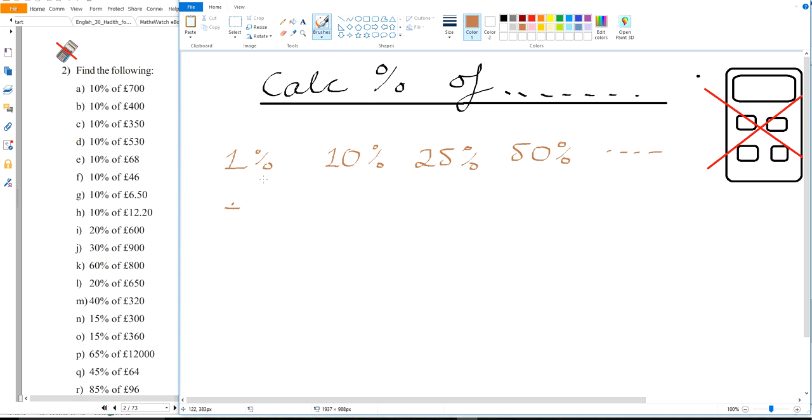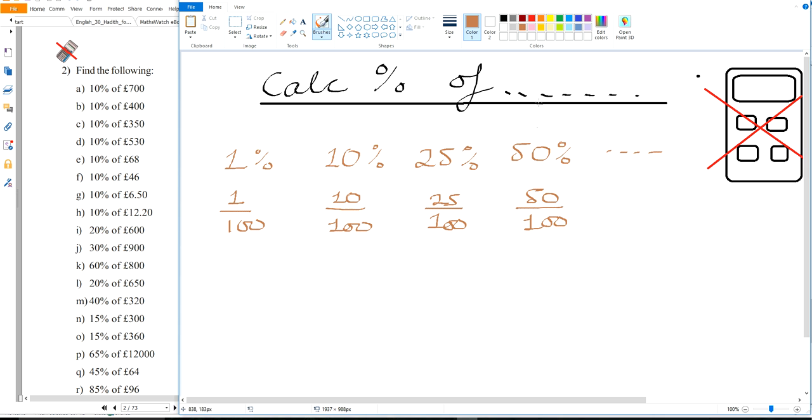So to work out 1%: 1% means 1 divided by 100. 10% means 10 over 100. 25% means 25 over 100. And 50% means 50 over 100.